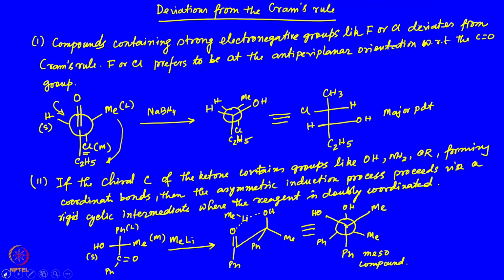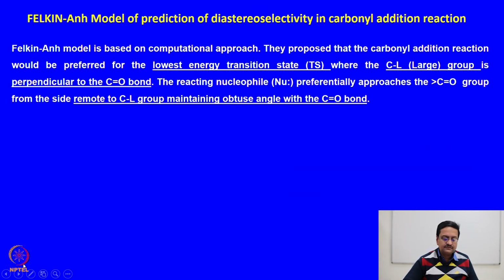If this reaction had followed Cram's rule of addition, then you would have got a different product in this case. So, based on these differences and problems associated with Cram's rule and the prediction of product, there is a second proposal by Felkin and Anh, a model of prediction of diastereoselectivity in carbonyl addition reactions. The model by Felkin and Anh is based on a computational approach.